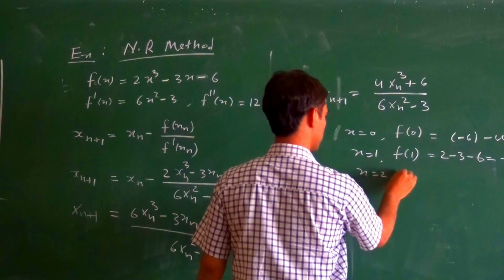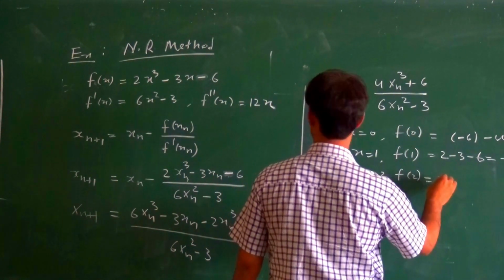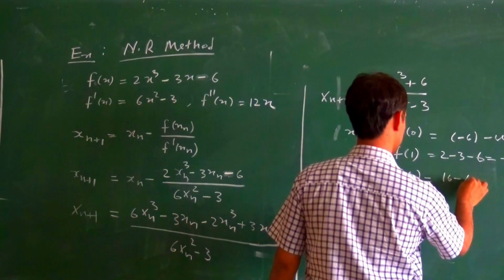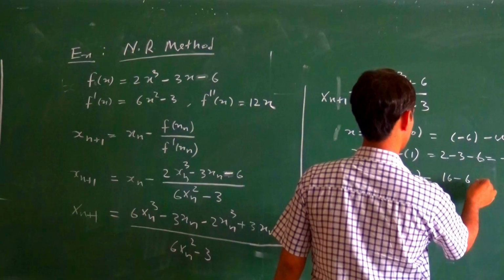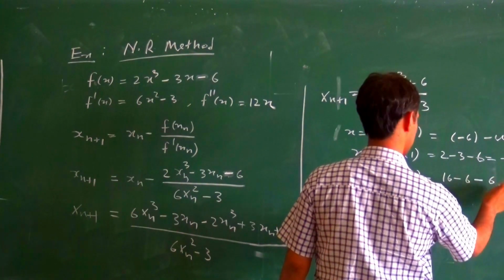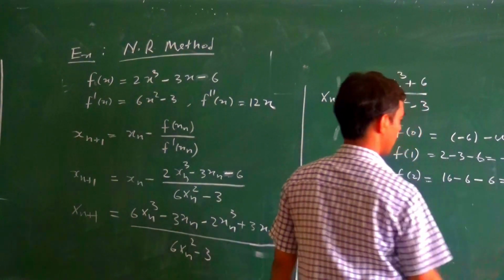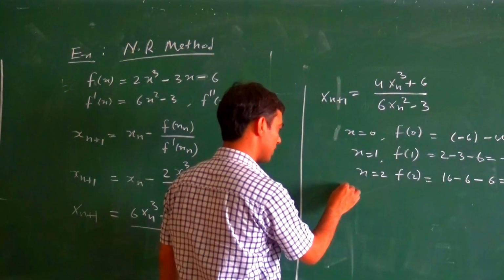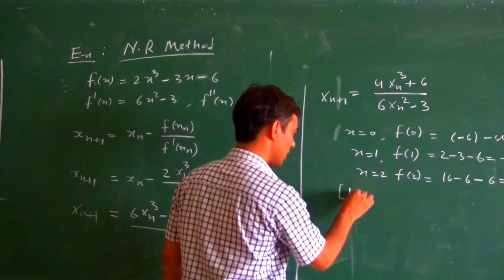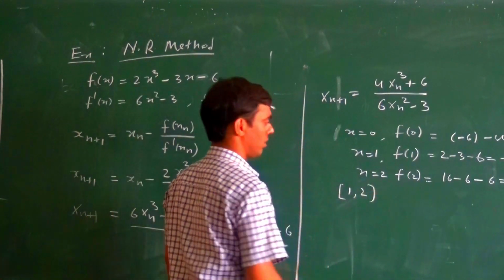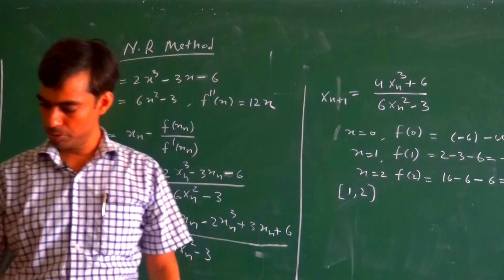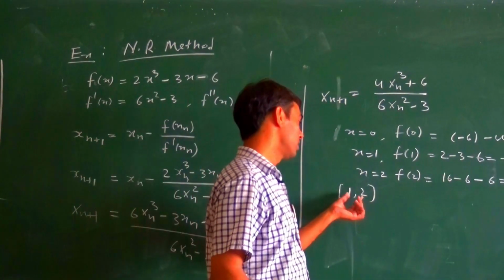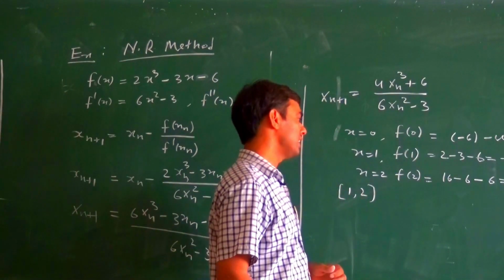At x equal to 2, f of 2 becomes 16 minus 6. And this becomes minus 6, so this is 12. So here we have one negative value and one positive value. What is the meaning of this? One root lies between 1 and 2. Now, what value between 1 and 2 do we choose as the initial value?